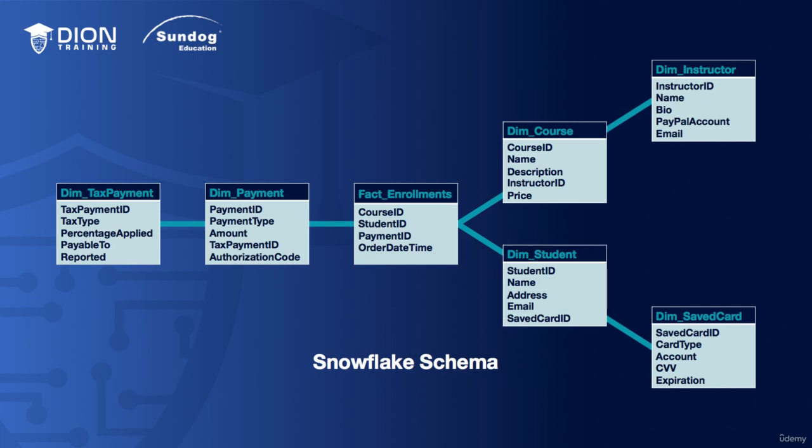And if I take this further by having dimensions upon dimensions, we call that a snowflake schema, where I have multiple layers of relationships within my dimension tables, okay? So those are the main concepts of data warehouse schemas: fact tables, dimension tables, star schemas, and snowflake schemas.